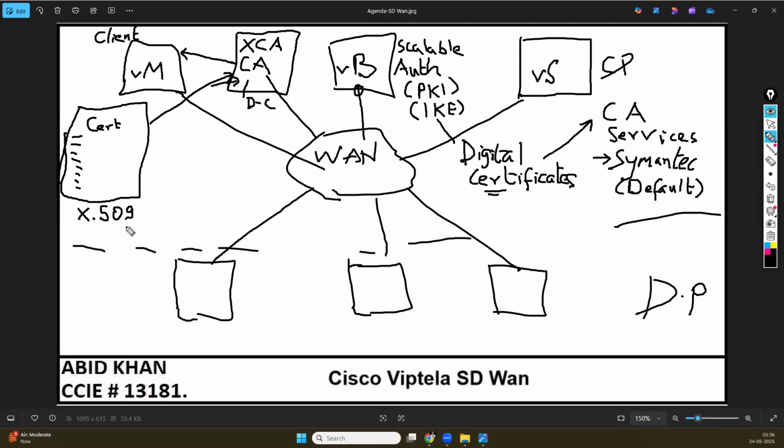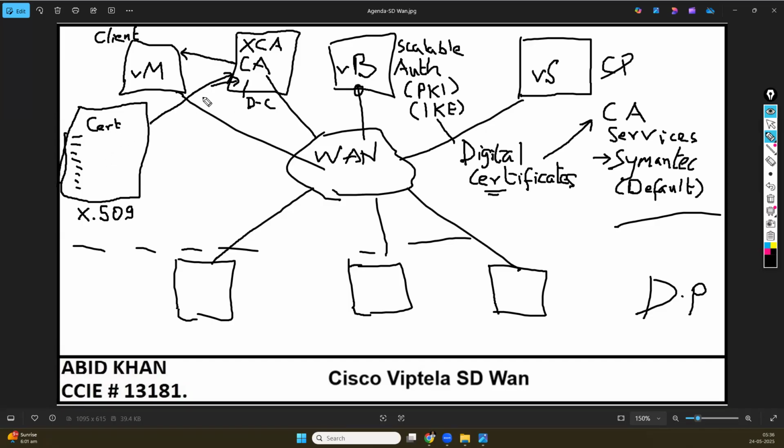This X.509 certificate has some fields. That information will include the validity. Any certificate has a validity. It will say from what date to what date this certificate is valid, for 1 year, 2 years, 3 years, whatever, like that.